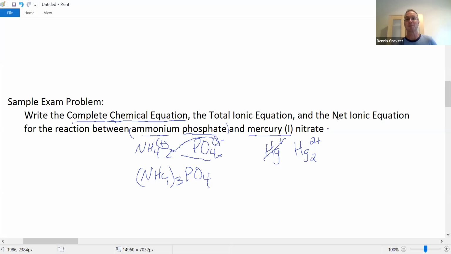Nitrate, we saw in the previous example above, that's NO3 with a -1. And then nature says group up to balance the charge. We're going to need 2 nitrates. So together we get a -2 charge. Oh, parentheses, please. There we go. So there's the formula for mercury nitrate.